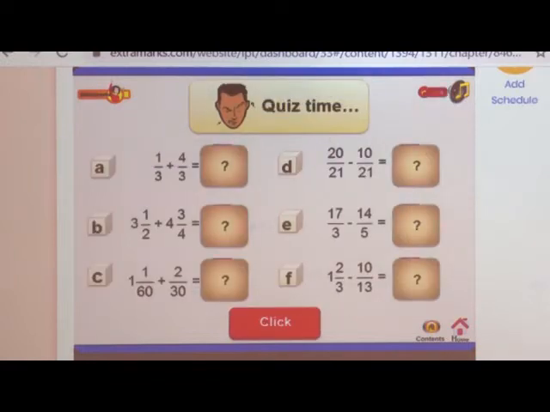Now, it's quiz time. Find the addition and subtraction of the following fractions and click to check your answer.